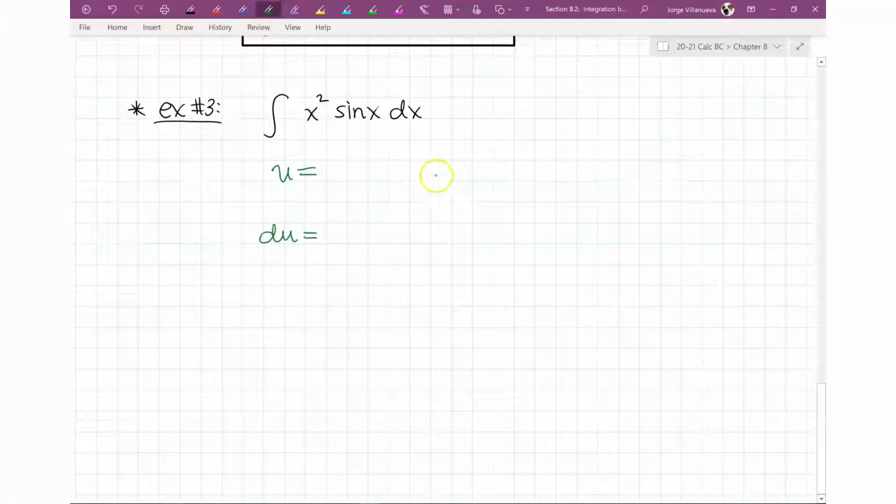All right, can anybody tell me what you think you should take a derivative of and what you think you should take an integral of? Just think about it. I will tell you this, guys. You're trying to make the power smaller. Okay, you're not trying to make the problem more complicated.